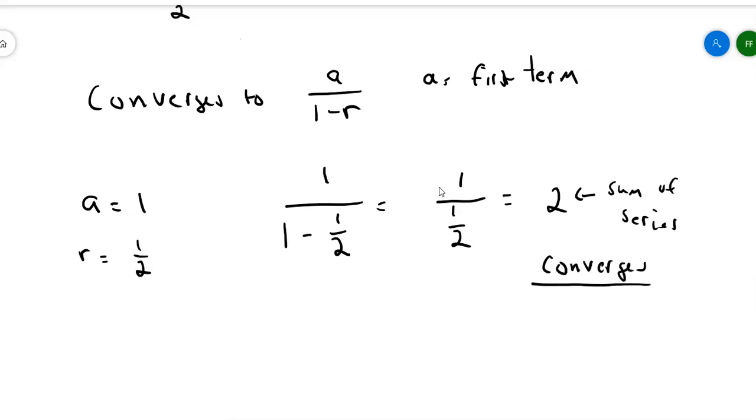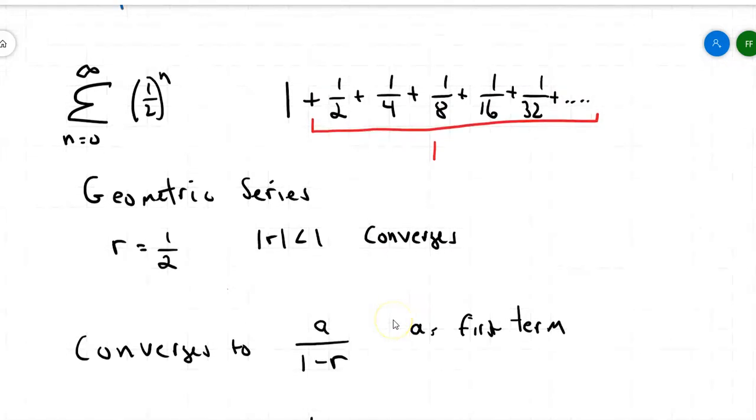And if I look at the sequence of partial sums, it would go what? 1, 1 and a half, 1 and 3/4, 1 and 7/8, 1 and 15/16, 1 and 31/32. Eventually that series would begin to converge, and it would converge to 2.